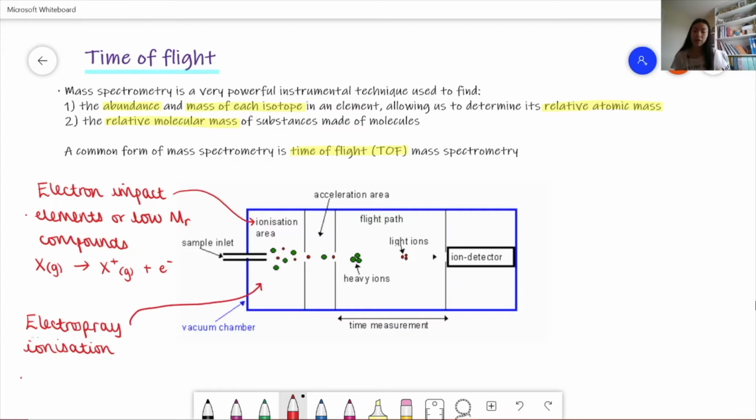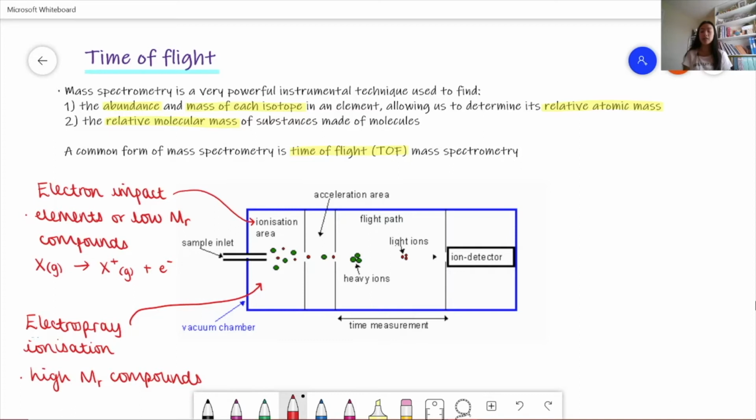So this is for high molecular mass compounds, so basically compounds which are a lot bigger. For example, we could have proteins. And what happens is that the sample is dissolved in a volatile solvent, so something that will evaporate really easily, and it's injected through a fine hypodermic needle as a fine spray into the vacuum. And this is into the ionization area.